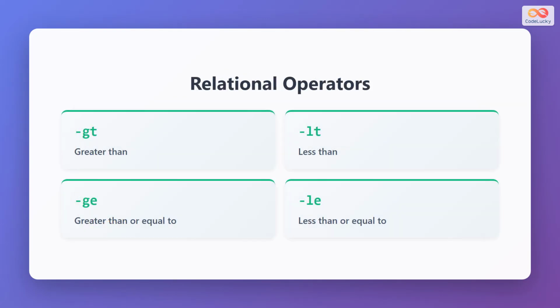Moving on to relational operators, which compare the magnitude or size of values. We have 4 operators in this category. First is -gt, meaning greater than, which checks if the left value is larger than the right value. Second is -lt, meaning less than, which checks if the left value is smaller. Third is -ge, meaning greater than or equal to, which returns true if the left value is larger than or exactly equal to the right value. Finally, -le means less than or equal to, returning true if the left value is smaller than or equal to the right value. These operators are essential when working with numbers, dates, or any values that have a natural ordering.